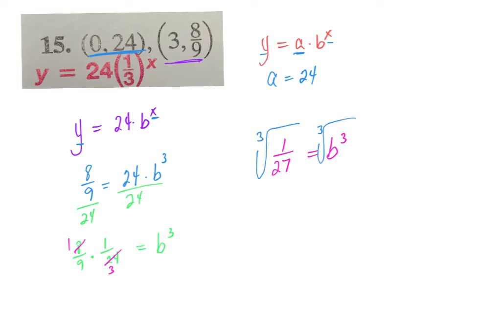The cube root of 1, any root of 1, is just 1. What's the cube root of 27? 3. So b is 1/3. And so the function that I am looking for is going to be y equals my a, which is 24, times 1/3 to the x power.